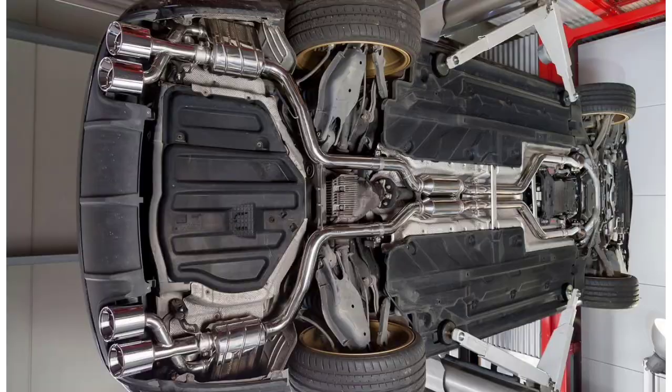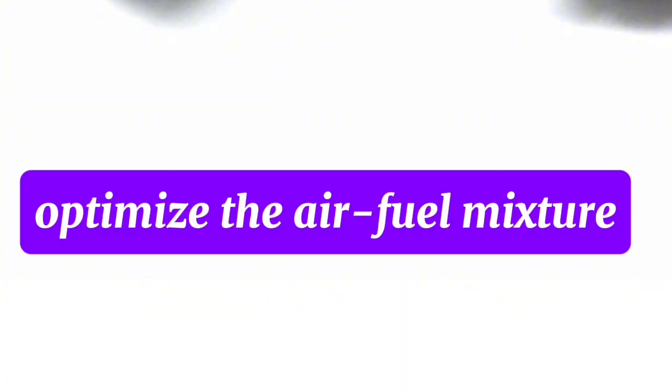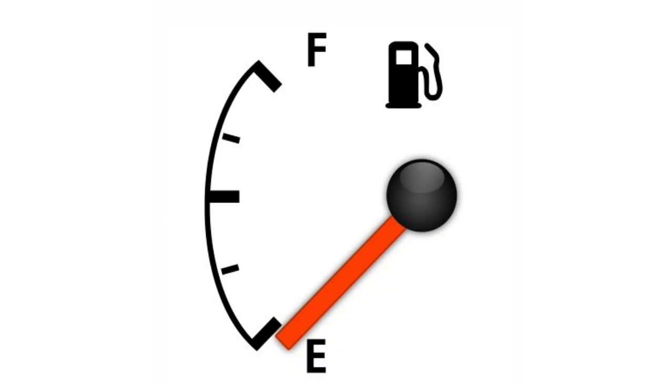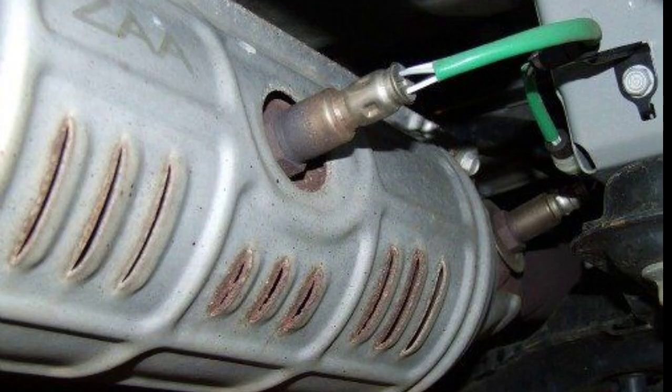Number 2. Failing oxygen sensor, O2 sensor. These sensors monitor the amount of unburned oxygen in your exhaust. This data helps your car's computer optimize the air-fuel mixture. A faulty O2 sensor can lead to reduced fuel efficiency, increased emissions, and can even damage your catalytic converter over time. What to do? Clean or replace the bad oxygen sensor.